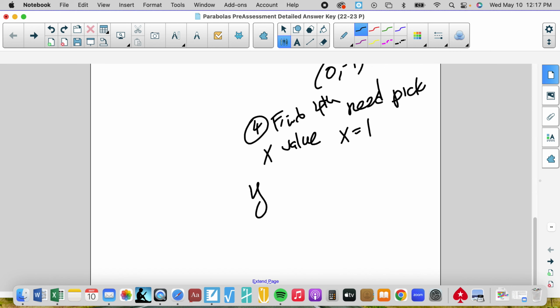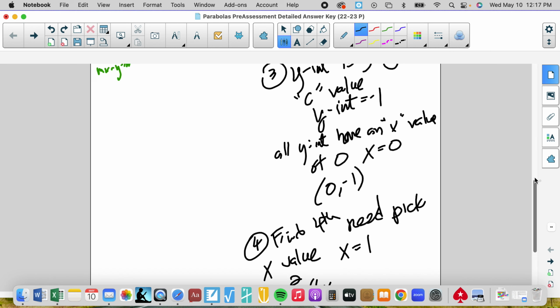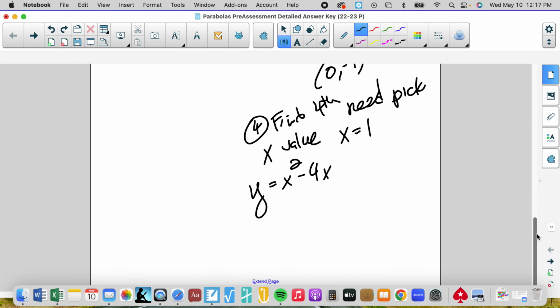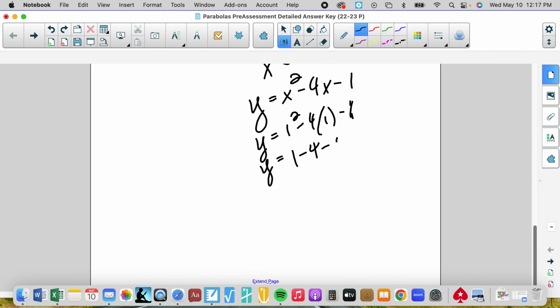We're going to plug it back into this equation, the starting equation. Minus 1. That's my starting equation. Let's plug 1 in and simplify. I'm going to square 1. 1 squared is 1. Negative 4 times 1 is negative 4. Minus 1. We get 1 minus 4 is negative 3 minus 1. Negative 3 minus 1 is negative 4. So when I plugged in 1, I got negative 4.